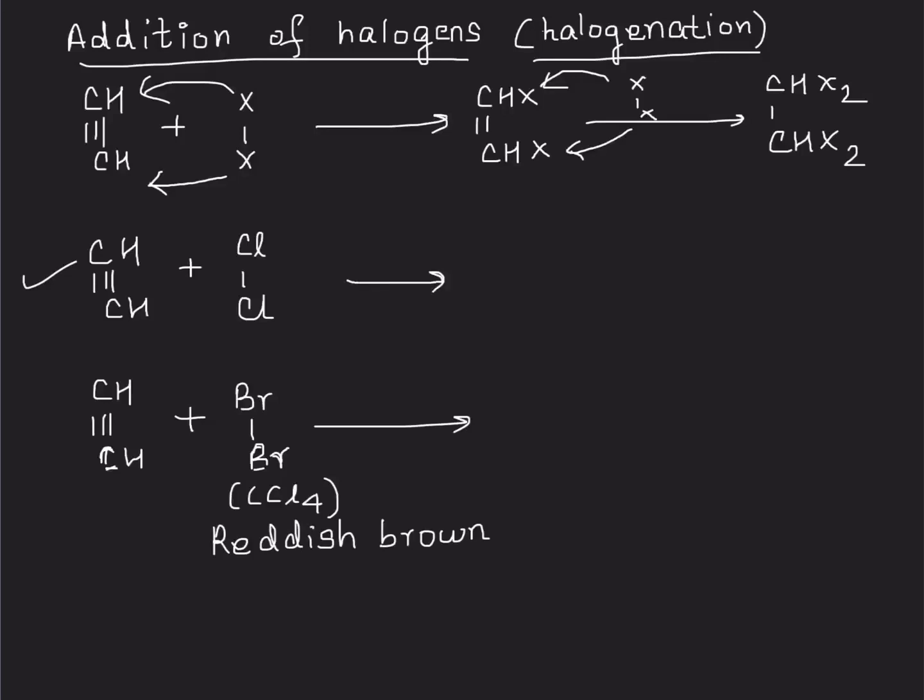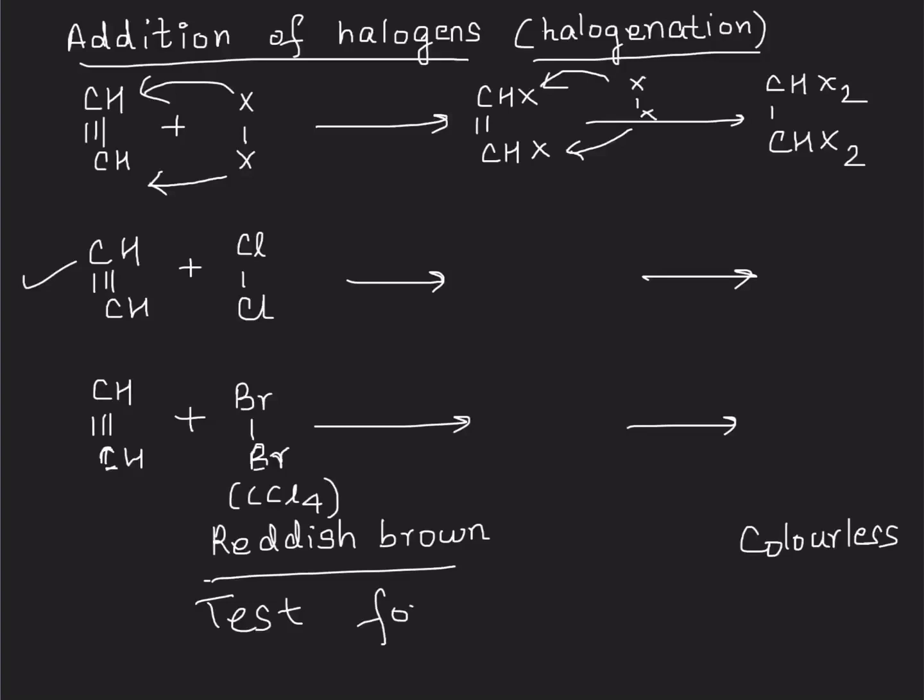The reaction will proceed in 2 steps. Write the product. Yes, the reddish brown color of bromine will get discharged. That means it will get colorless. And what does this reaction help you to determine? It helps you to determine the presence of double or triple bond in a compound. And double or triple bond means the compound is unsaturated. So this particular reaction is a test for unsaturation of an organic compound.